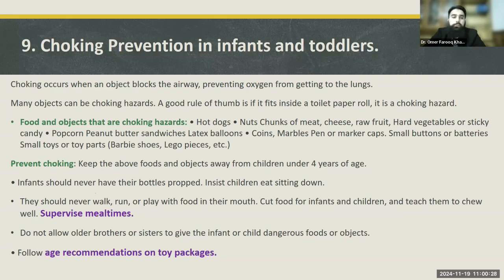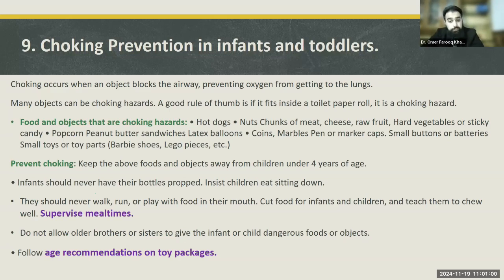So you need to take care of the choking hazards, preventing choking. Keep the above foods and objects away from children under 4 years of age. That is the age in which kids are very prone to get choked. But even kids of the age of 7 or 8 years can also choke themselves. Infants should never have their bottles propped.